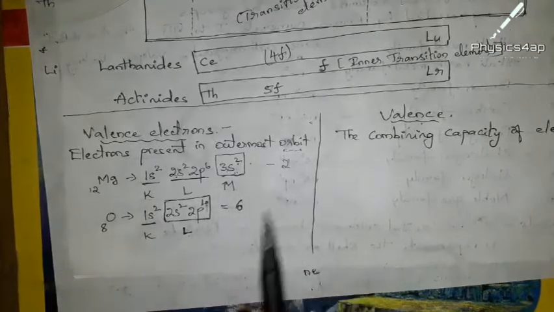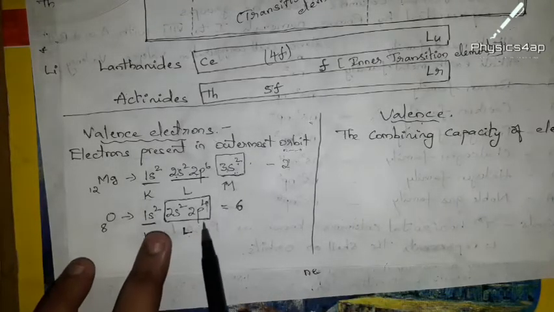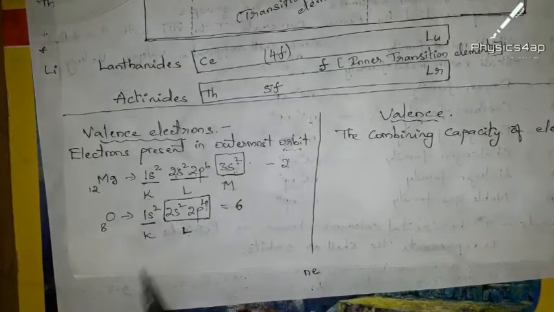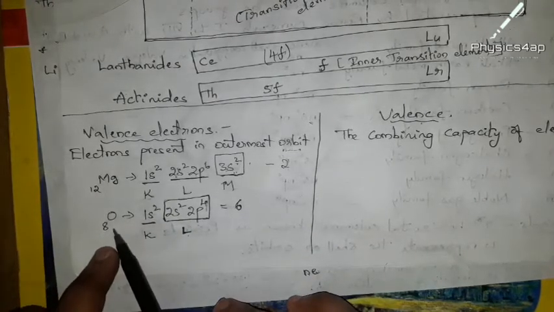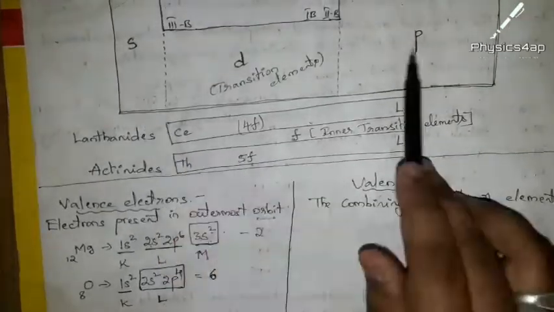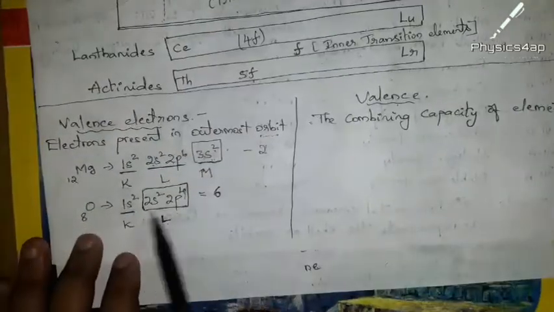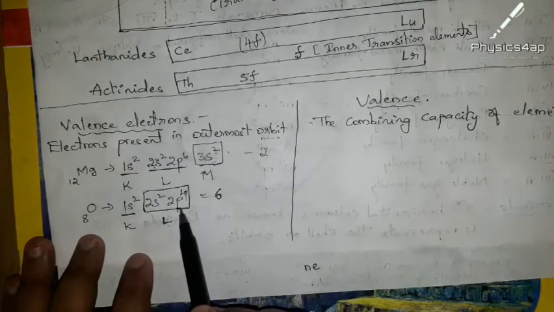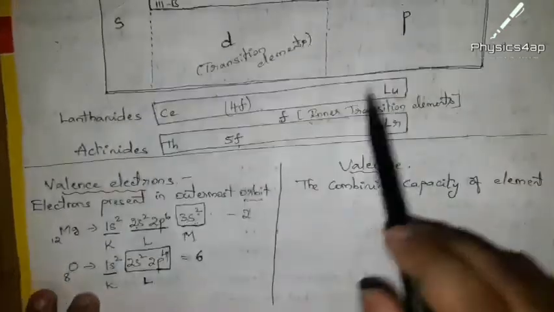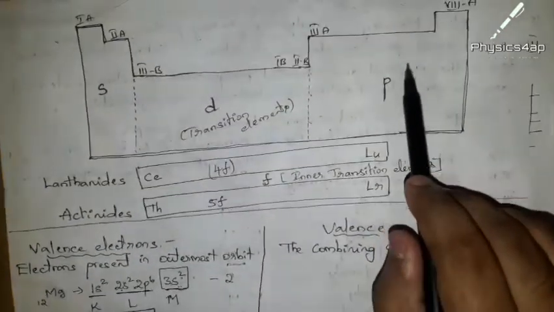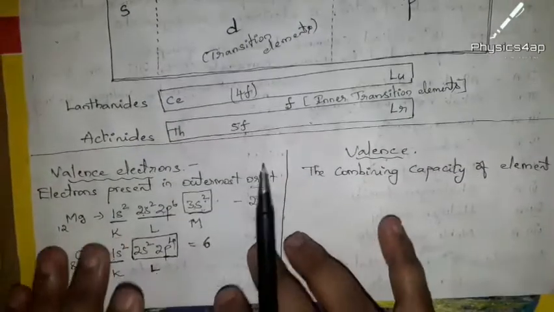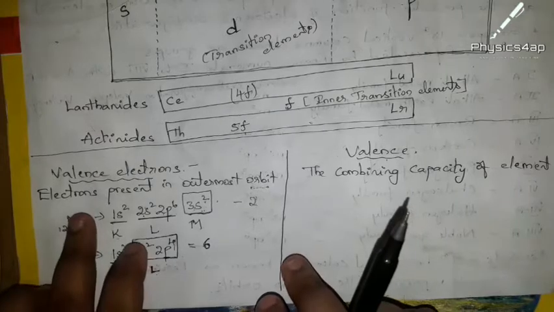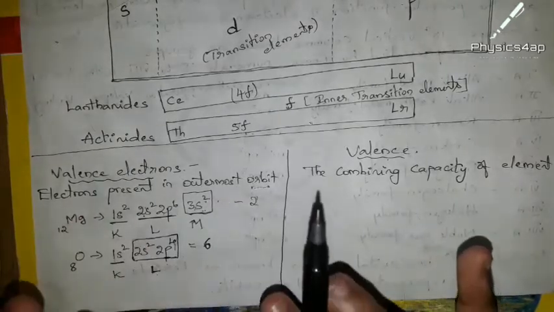In the same way, when you write the electronic configuration, the last orbit that you have should be considered as the valency electrons. And oxygen belongs to which block element, whether it is S block, P block or D block? See, when you write the electronic configuration, last you have the p orbital. As we have the p orbital, it belongs to the p block element. So now you got what is meant by valency electrons. It is nothing but the electrons which are present in the outermost orbit.